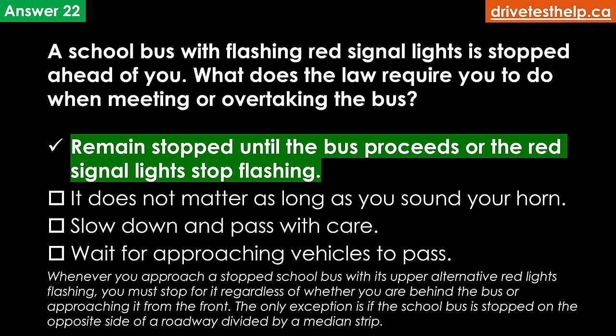Whenever you approach a stopped school bus with its upper alternating red lights flashing, you must stop for it regardless of whether you are behind the bus or approaching it from the front. The only exception is if the school bus is stopped on the opposite side of a roadway divided by a median strip. The use of alcohol or drugs affects a driver by impairing which of the following?